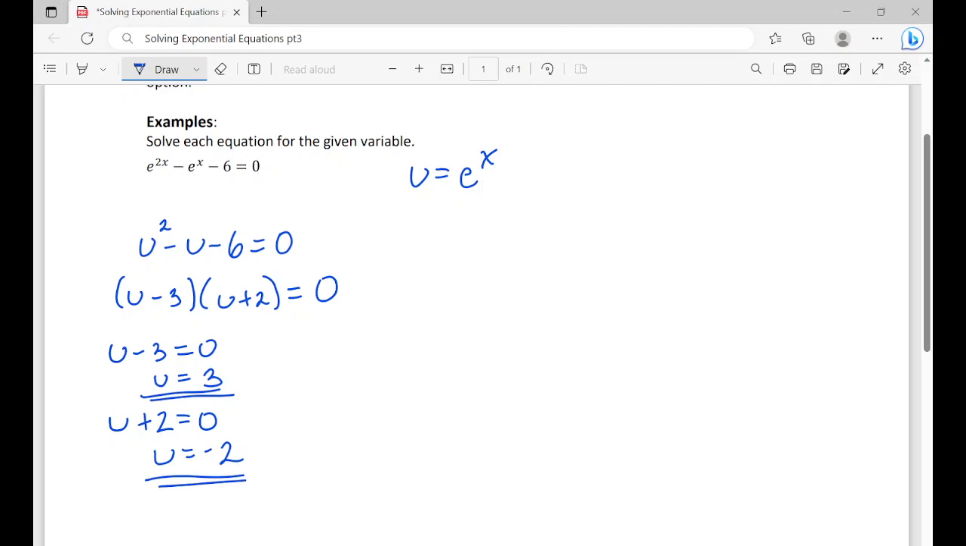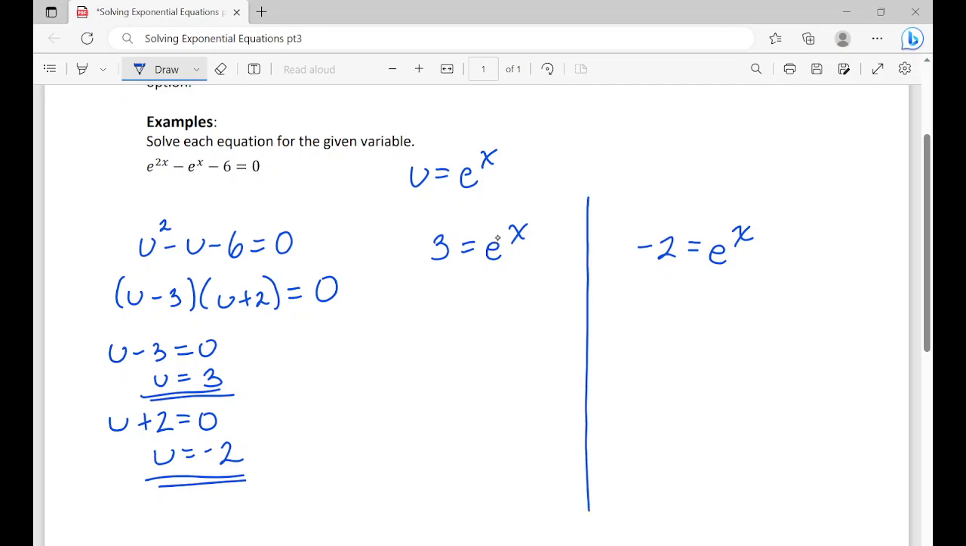But we go back to the original equation. I don't have a u anywhere in here. I have x's. So what I've done is solved for u using the placeholder value, but now I still have to solve for x. The way to do that is we go back to our substitution, where u is equal to e^x. So I can replace u with 3 and negative 2 respectively and solve for x, because that's much easier to do. So 3 equals e^x and negative 2 equals e^x. I'm going to solve each one of these individually.